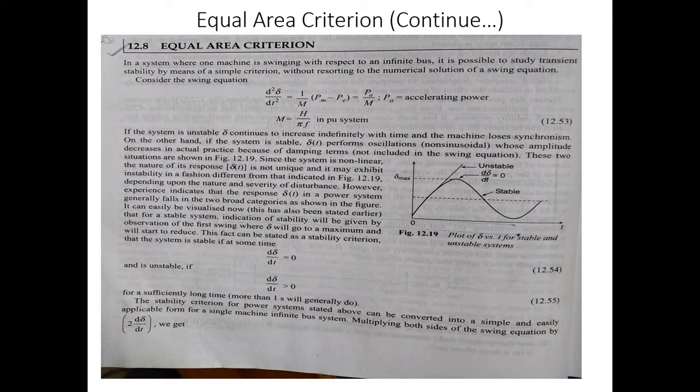Now, in a system where one machine is swinging with respect to an infinite bus, we had already seen what is meant by the infinite bus. An infinite bus is nothing but a bus in which voltage and frequency remain stable although there is a change in the load. That bus is called the infinite bus. So, for the equilibrium criteria, we consider one machine swinging with respect to an infinite bus.